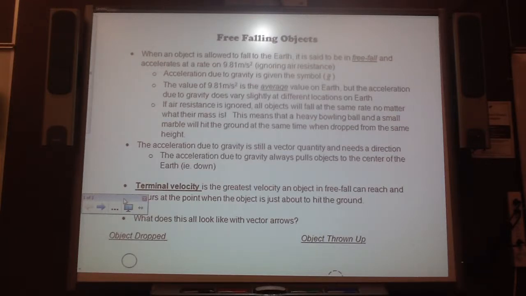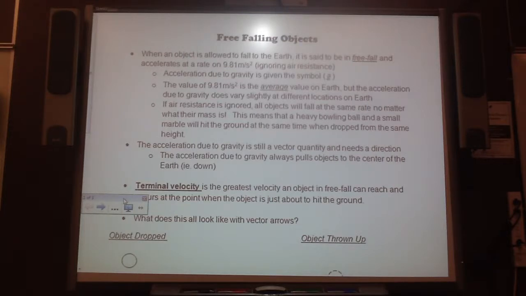The acceleration due to gravity is still a vector quantity because it's still acceleration, okay, and needs a direction. The acceleration due to gravity always pulls objects to the center of the Earth, so down. So normally with our conventions, with our velocity vectors and displacement, we would say down is negative, correct?